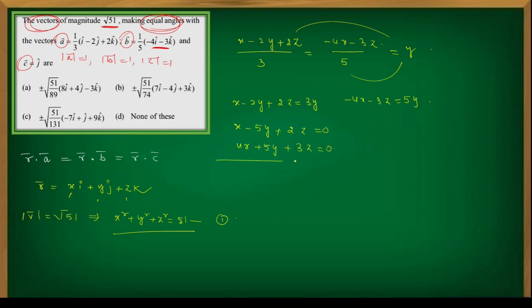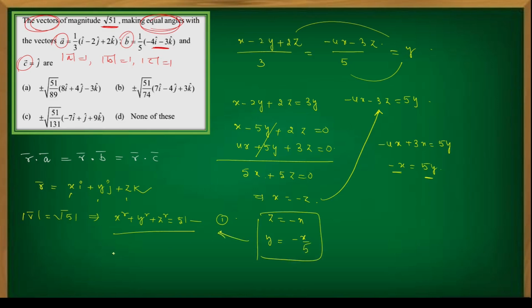Now we'll get some relation here. Plus 5y minus 5y cancel. 5x plus 2z plus 3z plus 5z is equal to 0. So x is equal to minus z. If you put x is equal to minus z here, minus 4x, z is equal to minus x, so it will become plus 3x, which is equal to 5y. So 3x minus 4x is minus x is equal to 5y. So x is equal to 5y. So z is equal to minus x, and from this y is equal to minus x by 5.